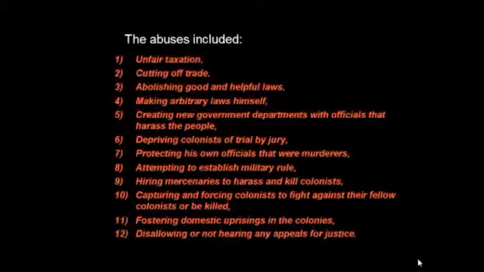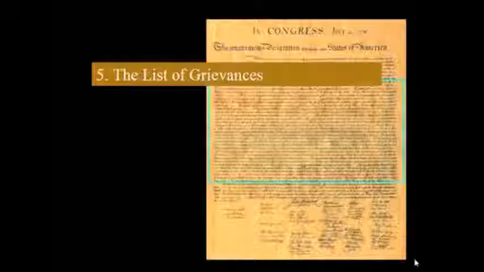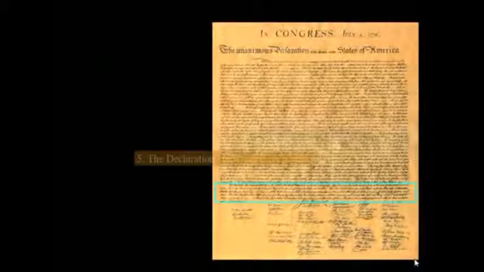for justice. And so those 25 abuses kind of fall into these general 12 categories, and they're listed there in this middle section. So the list of grievances is shown there.